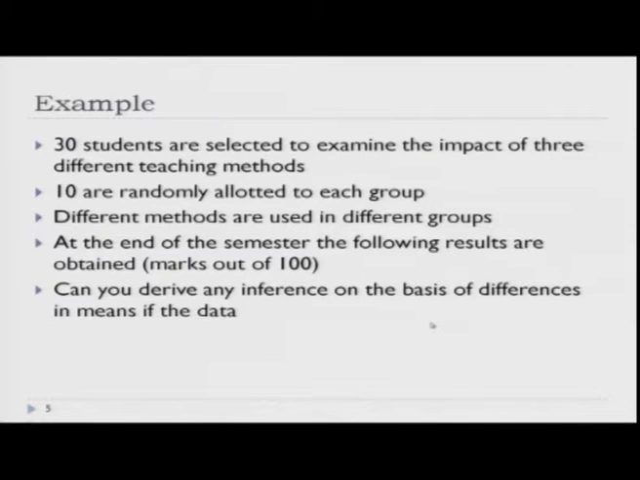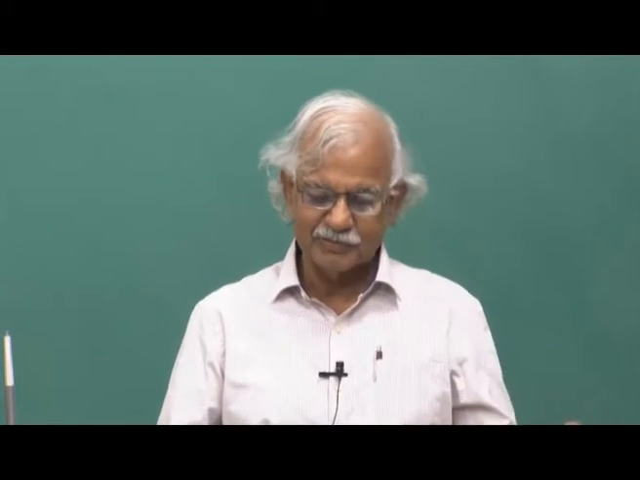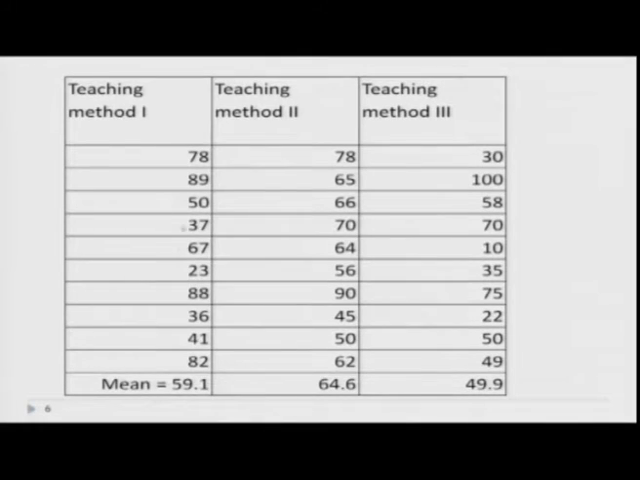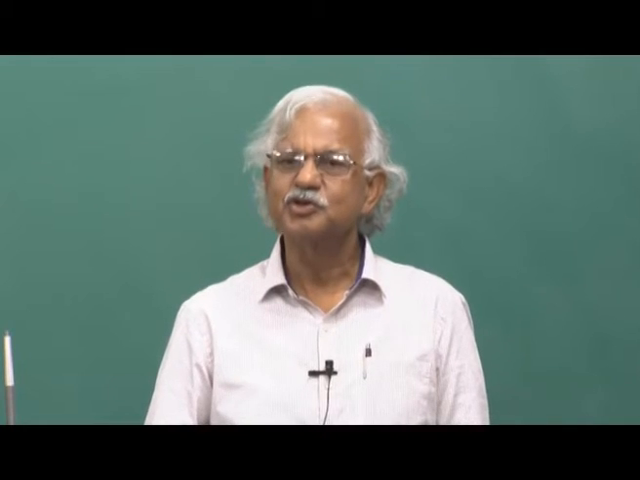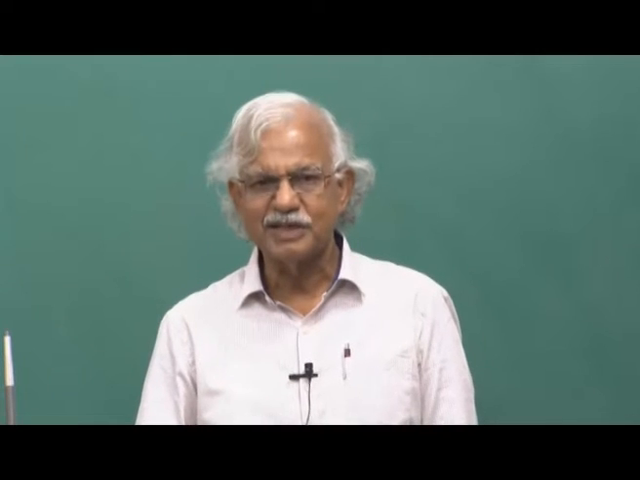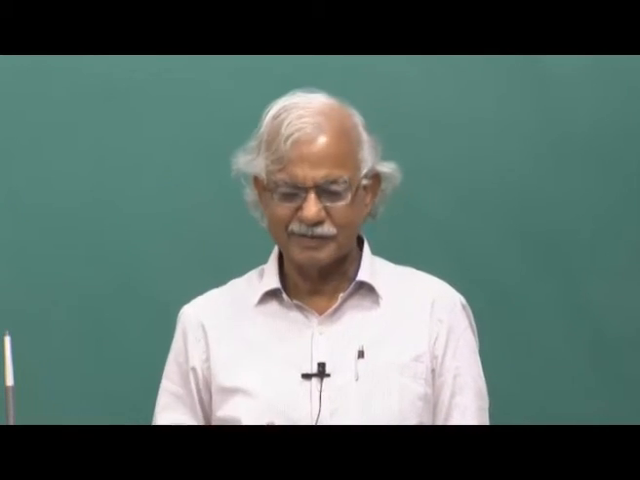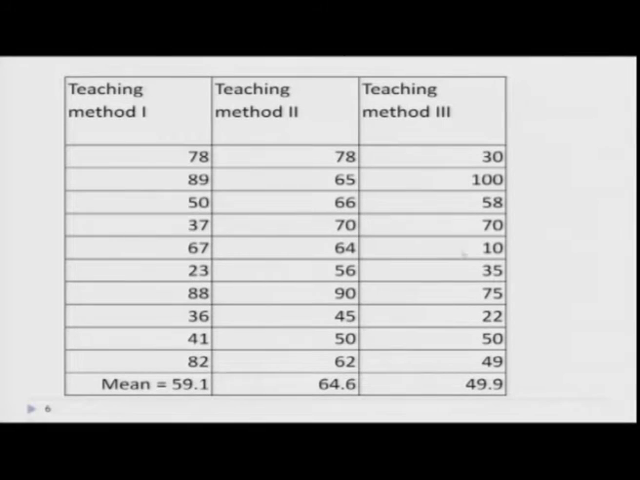Can we derive any inference on the basis of differences in means if the data are cross classified according to groups? So, like this. There are 10 students in this group, 10 students in this group, 10 students in this group, and they are randomly assigned. When a large number of subjects are randomly assigned to 3 groups or 4 groups, we assume that there are no basic socio-economic or other differences among students which can interfere or interact with teaching methods. So, if we now find differences among means of students in these categories, we assume that these differences are due to the 3 different teaching methods used.